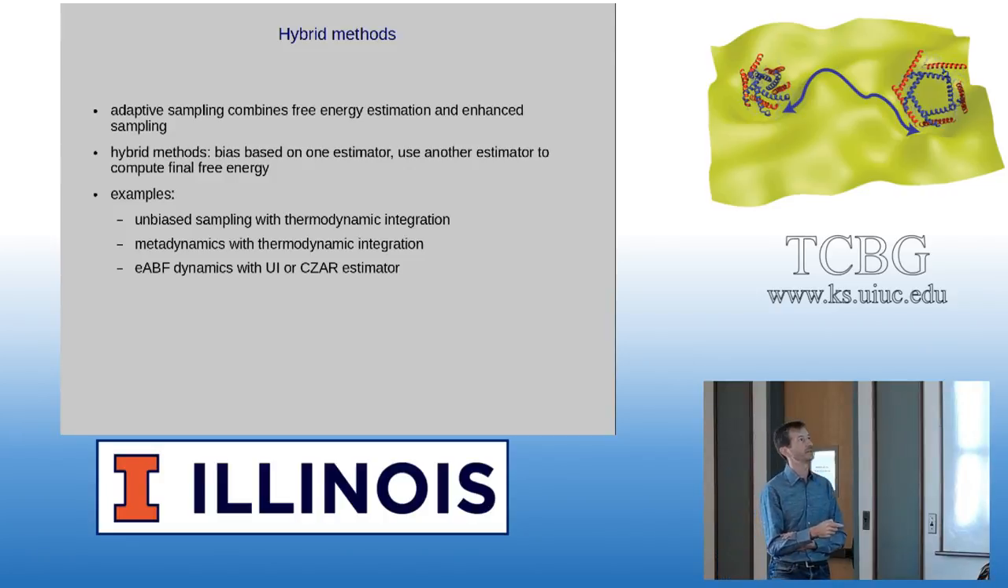So, in adaptive sampling, you need a free energy estimation, and then you use that for enhanced sampling. In hybrid methods, you have one estimator for the bias and another estimator to compute your final free energy value. We've just seen this example of EABF dynamics, where you use one of these other estimators. You can also use just a thermodynamic integration estimator when doing unbiased sampling: run a simulation, compute the projected force along your coordinate, and you get a free energy profile. And you can do metadynamics for sampling, but if you don't like the estimate from metadynamics, which is slow converging if you don't get things exactly right, you could do thermodynamic integration at the same time.